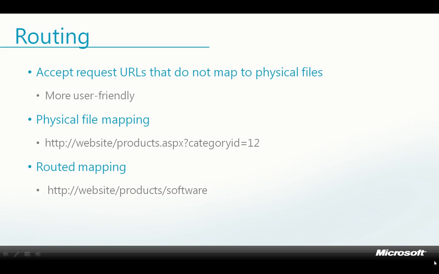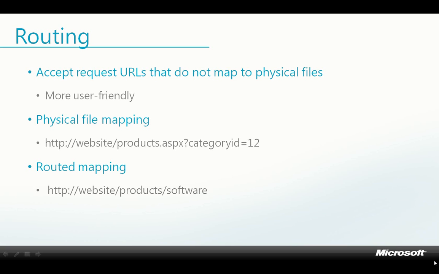ASP.NET 4 has added built-in support for using routing with web forms. Routing lets you configure your application to accept request URLs that don't map to physical files. Instead, you use routing to define URLs that are meaningful, easier for users, and also helpful if you're doing search engine optimization for your application.